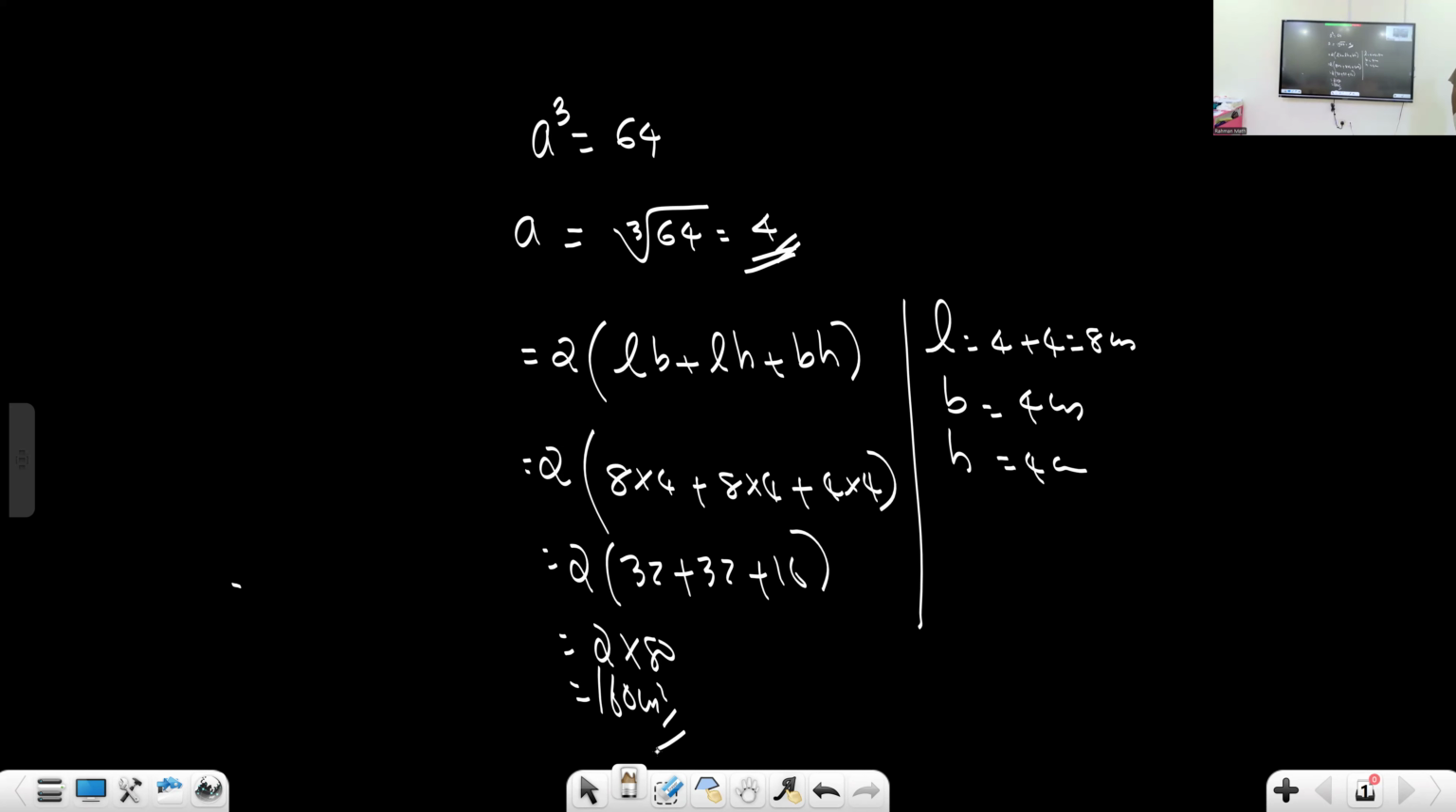Sometimes they'll ask you a sub question or additional question: volume of the resulting cuboid. How can you find the volume? It is very simple only, because you joined the two cubes end to end. What is this volume? 64. What is this volume? 64. So what is the resultant volume? Just add it.